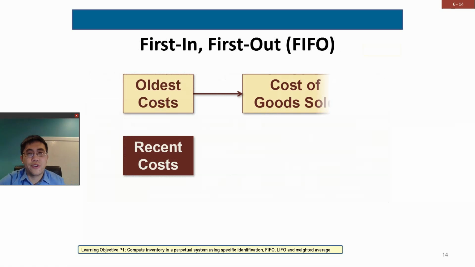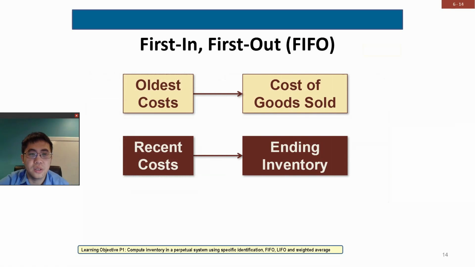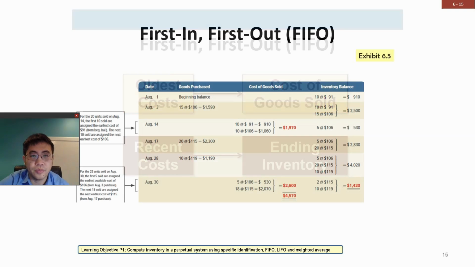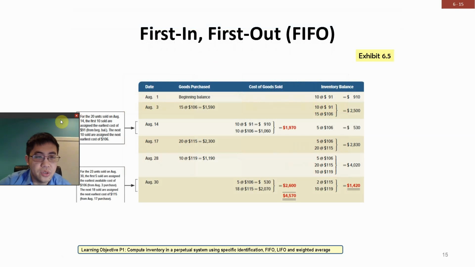If you use the first in, first out method, then the oldest costs will be incurred. So basically, go with the old merchandise first, and that will be put as cost of goods sold. And then you do not touch the new merchandise, so the recent cost will not get out for the merchandise. Then that will build into ending inventory. So this basically shows you how the goods flow when you use this costing method.